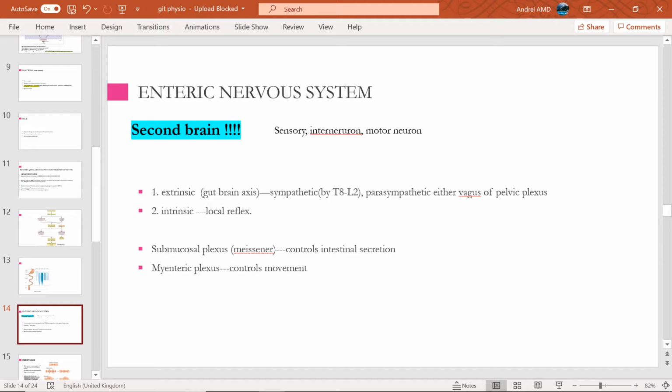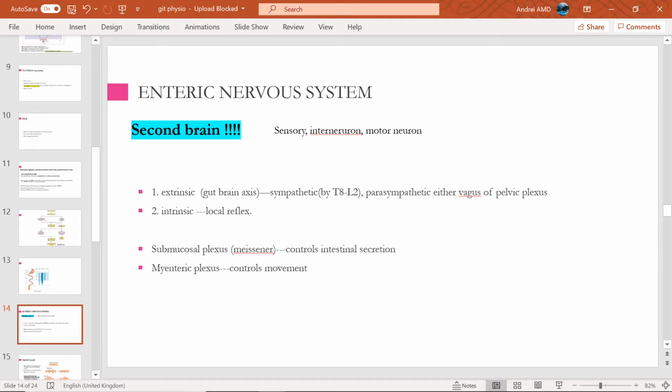And also, as I said before, this enteric nervous system is not entirely independent. It is connected with the brain. How? By the sympathetic and the parasympathetic. So, for example, before the exam, you have crazy gut movements, GIT movements. Why? Because you're in a sympathetic mood, and your GIT is influenced by that.